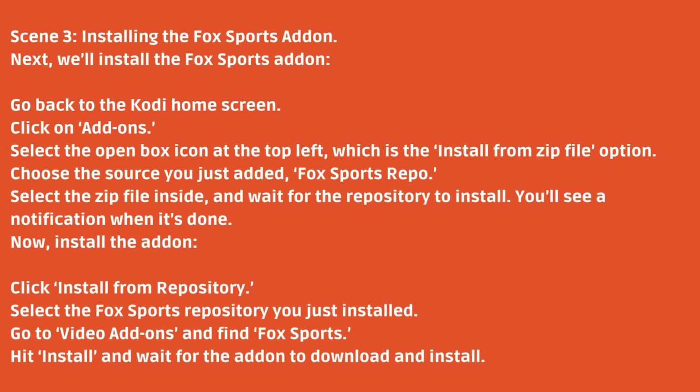Now, install the addon. Click Install from Repository. Select the Fox Sports repository you just installed. Go to Video Add-ons and find Fox Sports. Hit Install and wait for the addon to download and install.